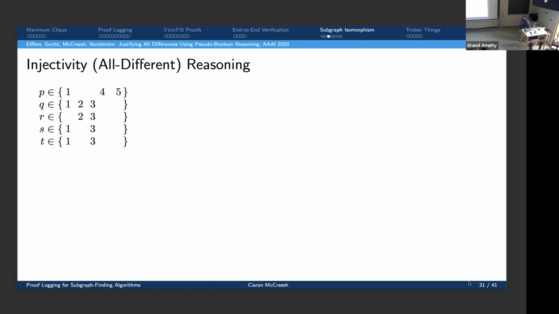Here is one thing that a subgraph solver might do. Okay, vertex P has to be mapped to either 1, 4, or 5, vertex Q to 1, 2, or 3, vertex R to 2 or 3, vertex S to 1 or 3, vertex T to 1 or 3. And remember, we're looking for an injective mapping, so all of these have to be different. So for those of you who like solving Sudoku, what can you tell me?